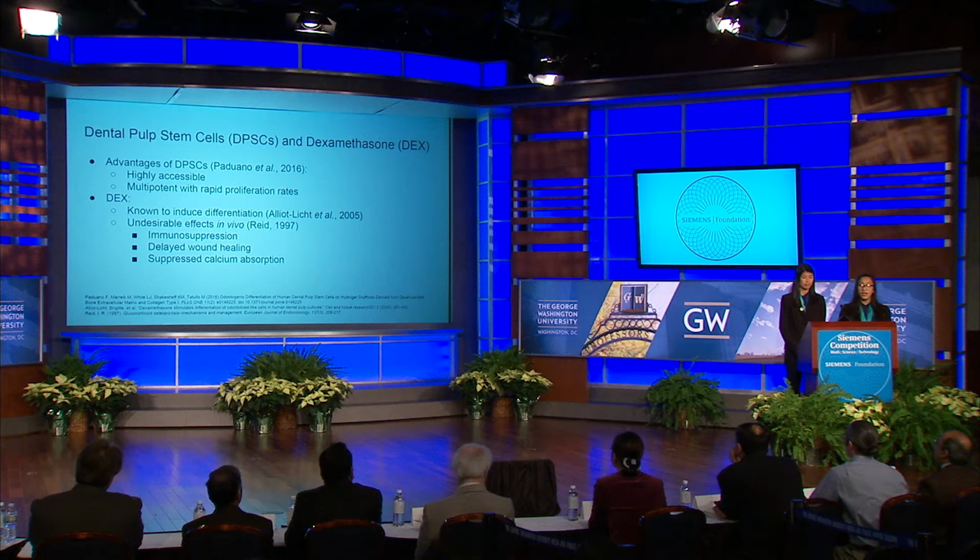Pulp regeneration relies upon the use of dental pulp stem cells, which are found in the pulp chamber of the tooth. DPSCs are a type of mesenchymal stem cell that is highly accessible, displays rapid proliferation rates, and can differentiate into odontoblastic cell lineages. Oftentimes, DPSCs are treated with dexamethasone in vitro, as dex is a glucocorticoid that is known to induce differentiation. However, previous studies have shown that dex may have adverse side effects in vivo, including immunosuppression, delayed wound healing, and suppressed calcium absorption.